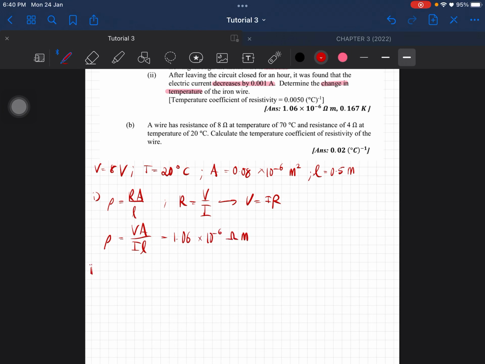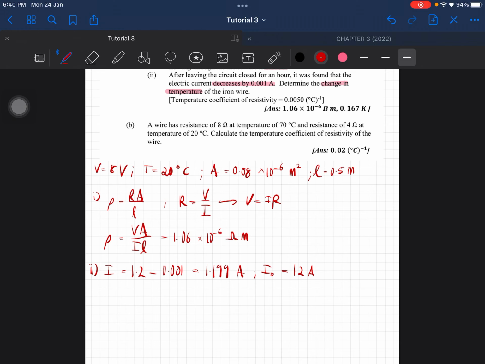Okay, and then question 2, so the circuit is closed for an hour, so the current decreases by 0.001 ampere, which is basically 1.2 minus 0.001 gives us 1.199 ampere. So the original current is 1.2 ampere. Okay, that is from question 2.